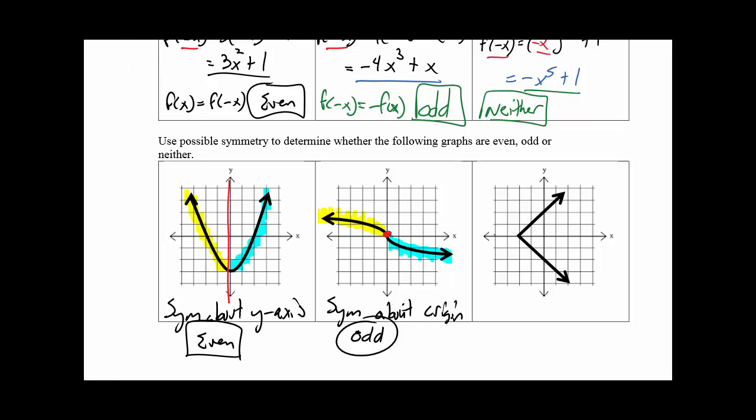Alright, this last one, I can see there's this pivot image, and I can see the top part matches the bottom part. So I definitely can say that it's symmetric about the x-axis, but it's not one of our special cases, so it's not even or odd.